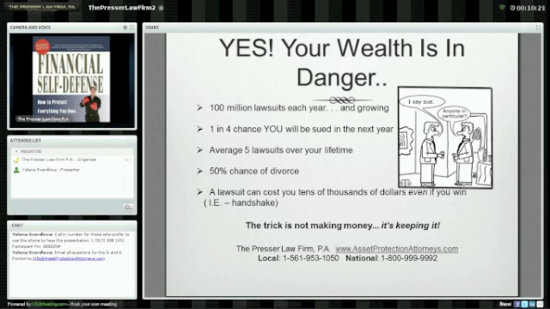I need to update the slide. There's actually a 1 in 3 chance you will be sued in the next year. So each person has a 1 in 3 chance that in the next 12 months they will be sued.